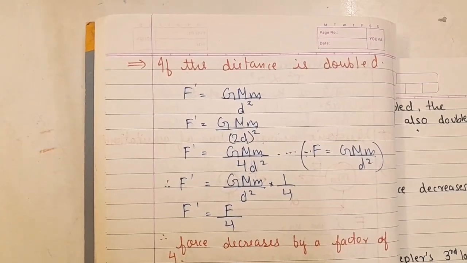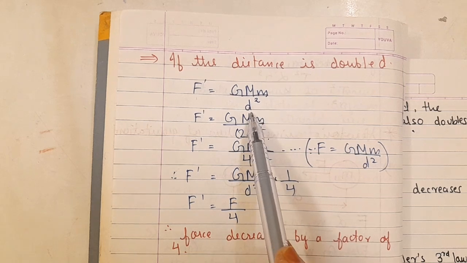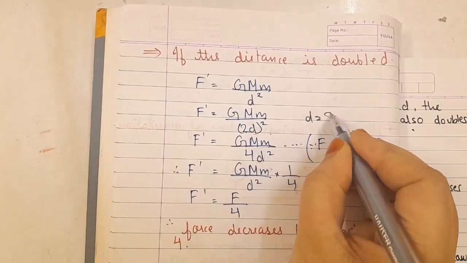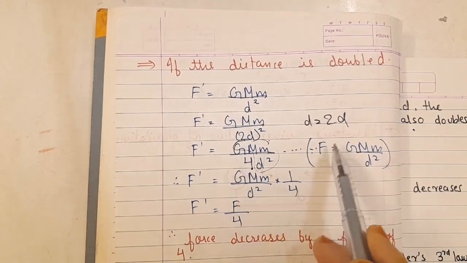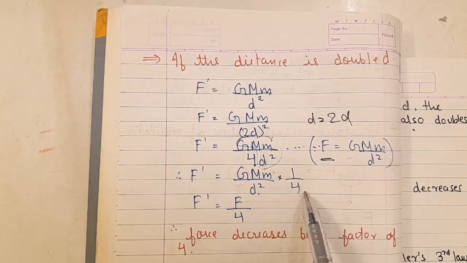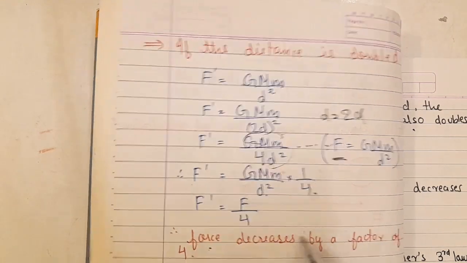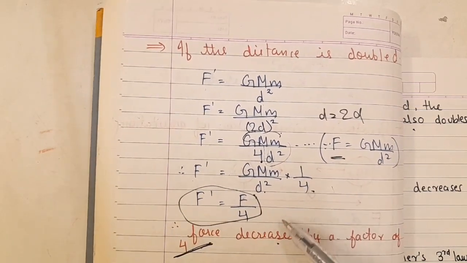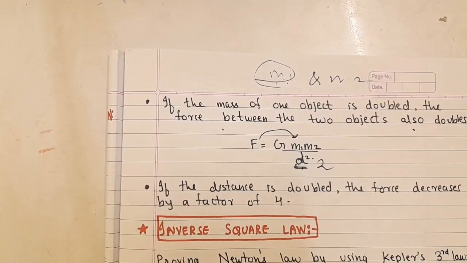Okay, now let's have a look at this. F dash equals G m m upon d squared. If the distance is doubled, that means if d becomes 2d, then (2d) squared will be 4d squared. And this is again a force. That means F dash equals G m m upon d squared into 1 upon 4. So if the distance is doubled, we have proved that the force decreases by a factor of 4, because distance is inversely proportional to the force. I hope you all understood.